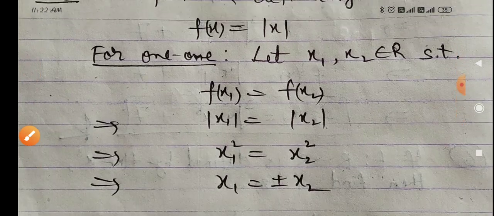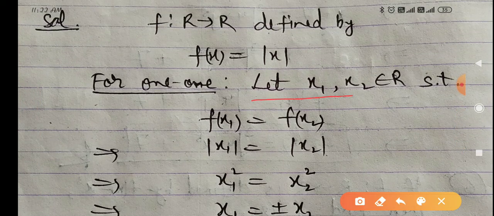So for 1-1 I have taken x1 and x2 belongs to R such that f(x1) equals f(x2). In exercise 2a I told you how to show that a given function is 1-1 and onto. So the same method I am applying here. Two elements from the domain I am taking, x1 and x2 belongs to R such that f(x1) equals f(x2). f(x1) means mod x1, f(x2) means mod x2. So mod x1 equals mod x2.